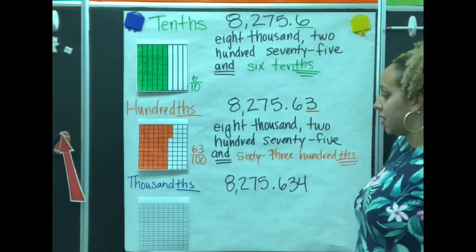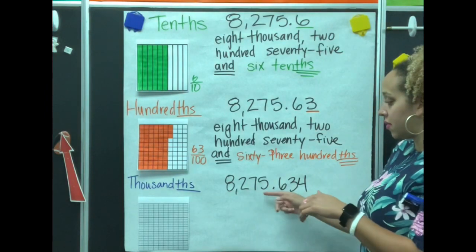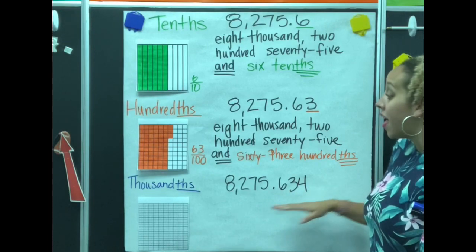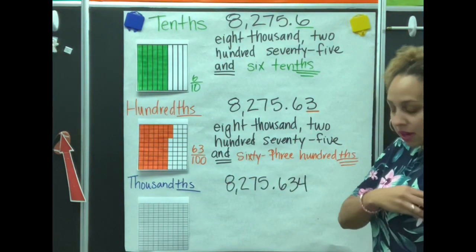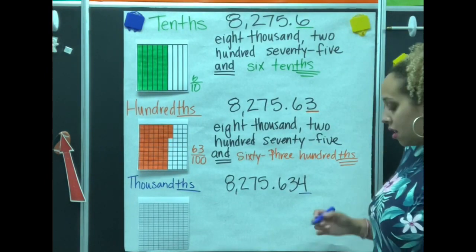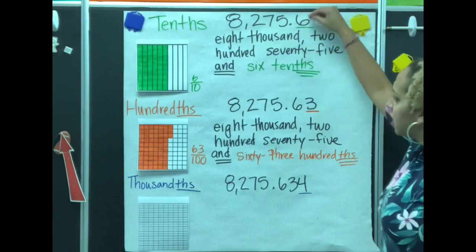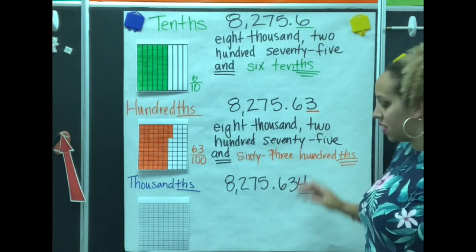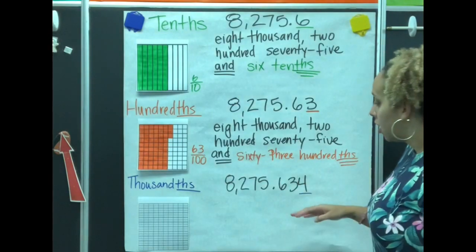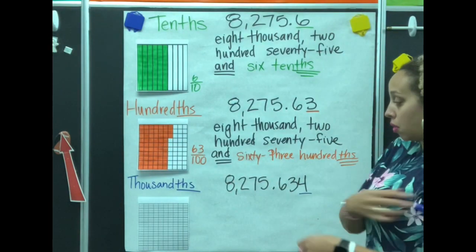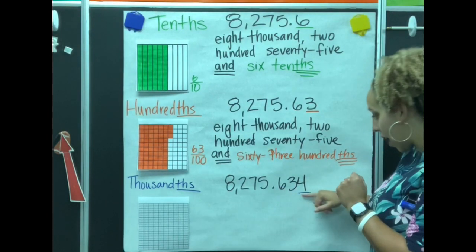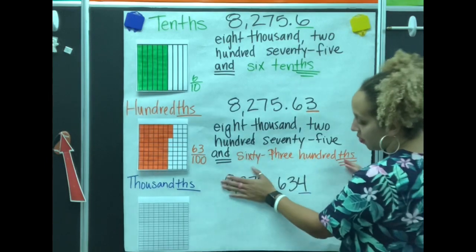You should have said 8,275 and 634 thousandths, because now we are in the thousandths place. Okay? So we're not changing the 6 in the tenths place or the 3 in the hundredths place. What we're doing is we're breaking up our whole and then we're adding more pieces to it. So we should say 8,275 and 634 thousandths. And you say this as if this part didn't exist.